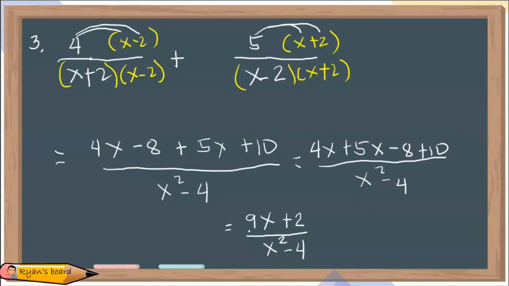Pero kung may factor pa itong 9x plus 2, you have to factor kung meron ka pang pwedeng i-cancel sa denominator. Okay? Pero kung, let's say for example, itong x squared minus 4, ang factor niyan ay x plus 2, x minus 2. Okay? So, hindi na natin kailangan i-factor ito kasi kahit i-factor natin yan, wala tayong makakancel sa taas. So, ibig sabihin, this is now our answer. Okay? Now, let's have another one.